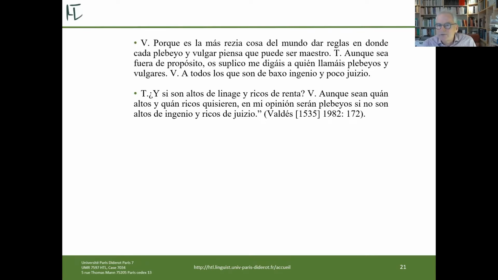It's difficult to give rules, and then the answer is: aunque sea fuera de propósito, os suplico me digáis a quién llamáis plebeyos. Well, who are those people? Bajo ingenio and poco juicio, those are plebeian and vulgar people. Y si son altos de linaje, and if they are noble or something, or very rich people, are they also vulgar people? And then you see here, aunque sean cuán altos y cuán ricos quisieren, they can be as rich as they wish, but in my opinion, they will always be plebeyos and no son altos de ingenio y ricos de juicio.